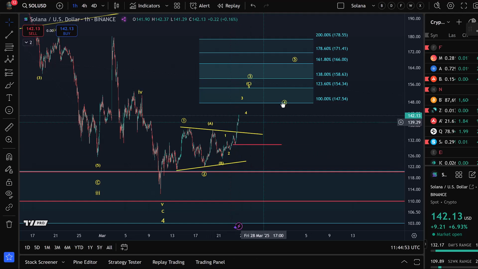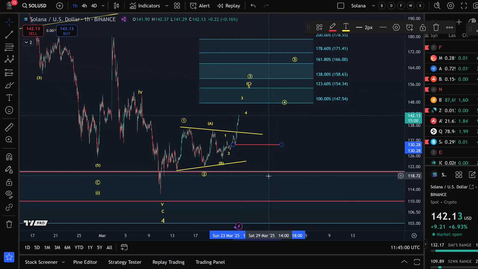Based on latest price data, the third wave in yellow, this is the bullish pathway, which is valid as long as we're holding above the red line at $130.28. So that's the pivot between, I think, bullish and bearish momentum. As long as we're holding above that level, price can push to $158.60. That's the 138% extension and the next ideal target in wave C of 3.